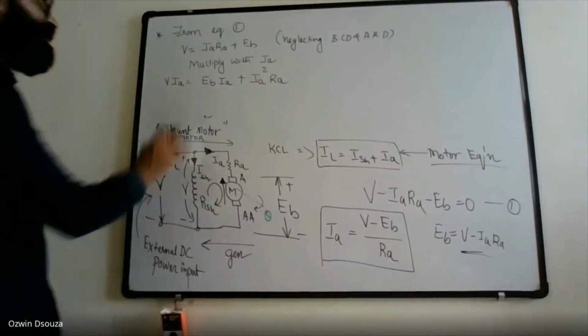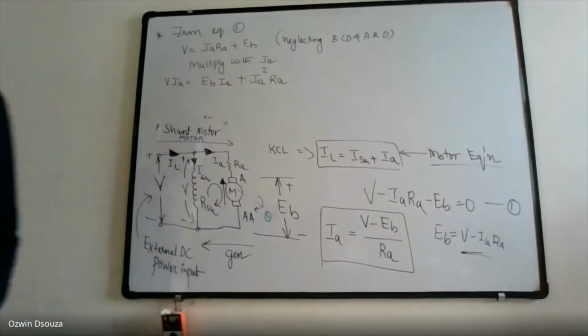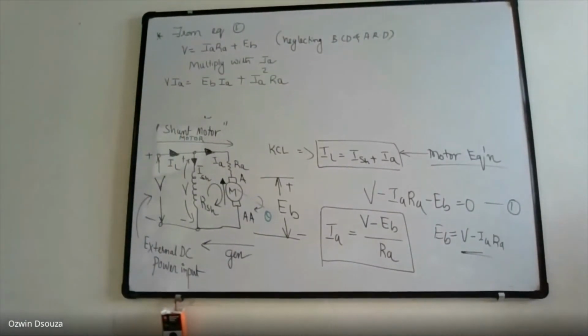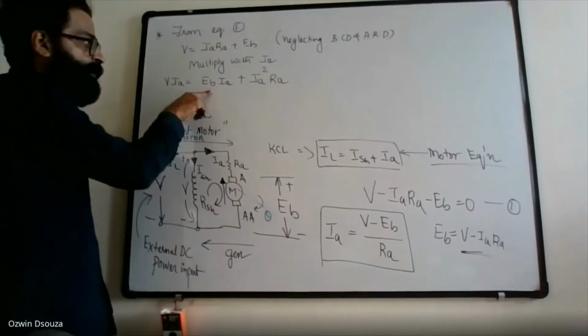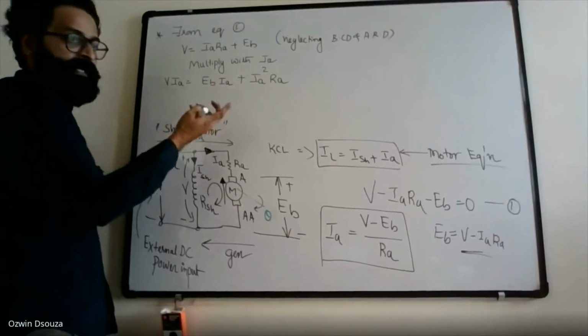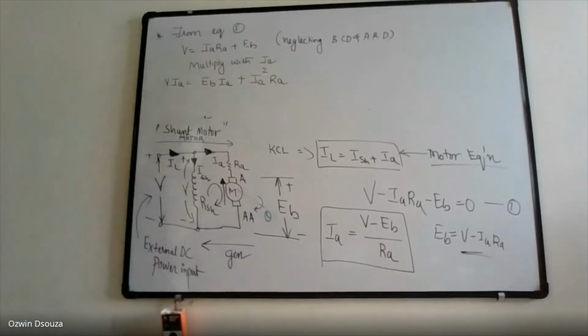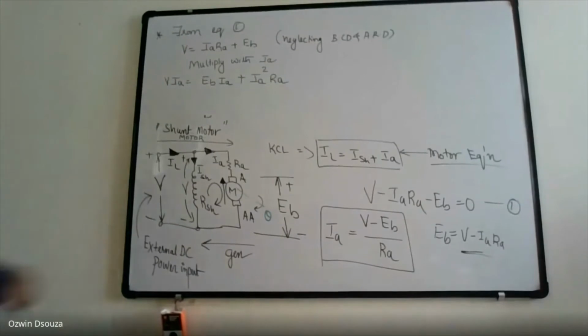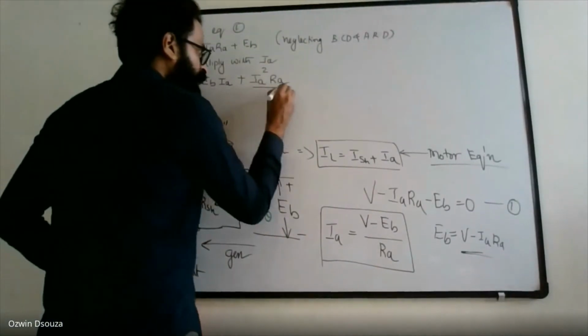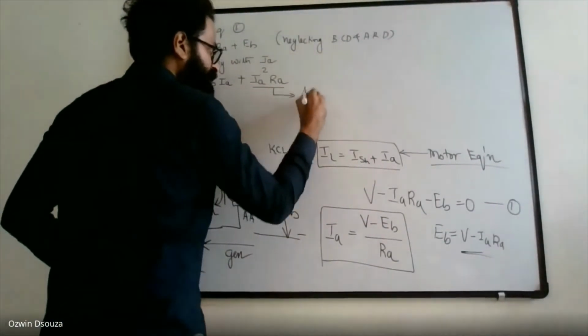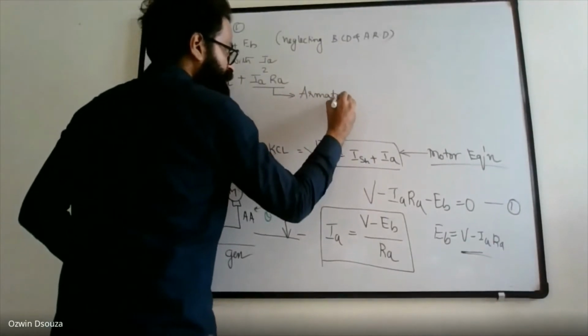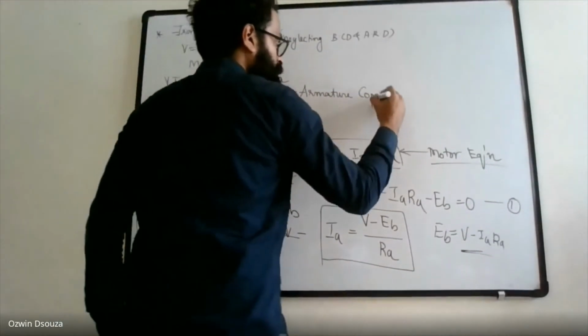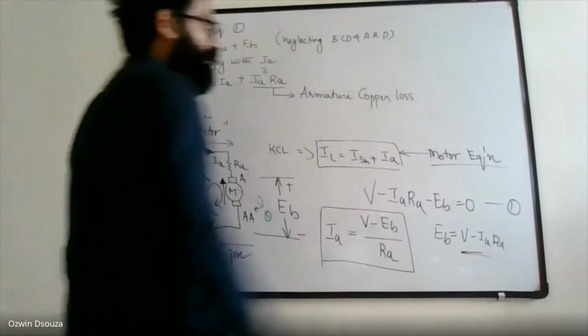Okay. So basically, you get a kind of power relation, right? On the left hand side, it is voltage into current. Voltage into current is power. On the right hand side, you have voltage into current, again power, and you have IA square into RA, which is nothing but I square R loss. Again, it is something like power loss. So IA square into R is called armature copper loss.